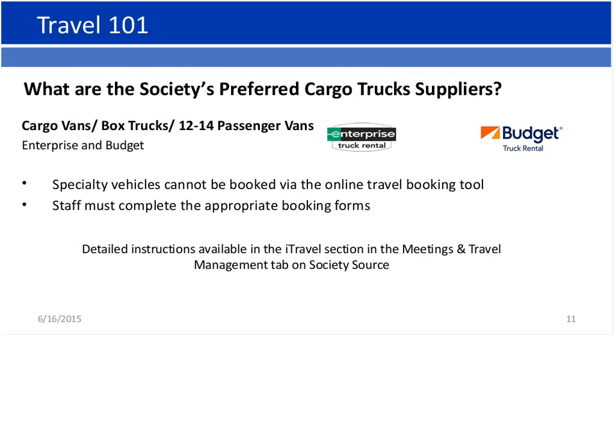What are the Society's preferred cargo truck suppliers? The Society's preferred travel suppliers for reserving cargo vans and box trucks are Enterprise and Budget. These specialty vehicles actually cannot be booked via the online travel booking tool, and instructions on how to book them are located in the iTravel section on the Meetings and Travel Management tab. There's a special form that needs to be completed and then sent over to the vendor, who will then book and secure your cargo van or box truck for you.